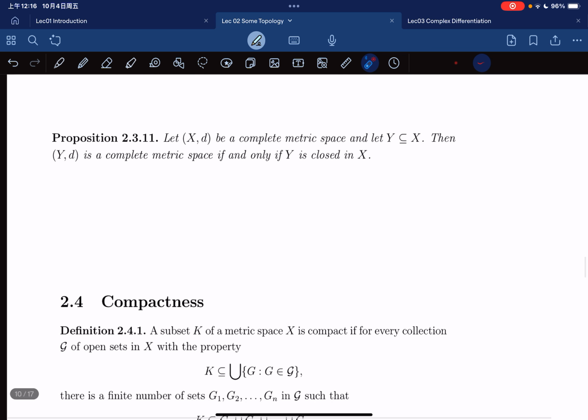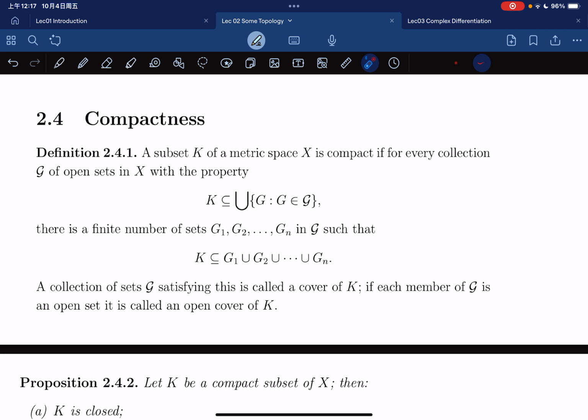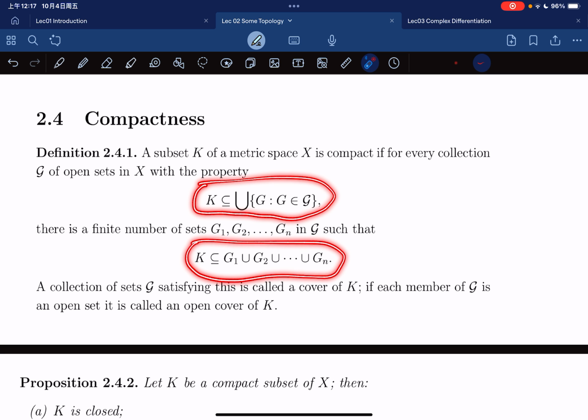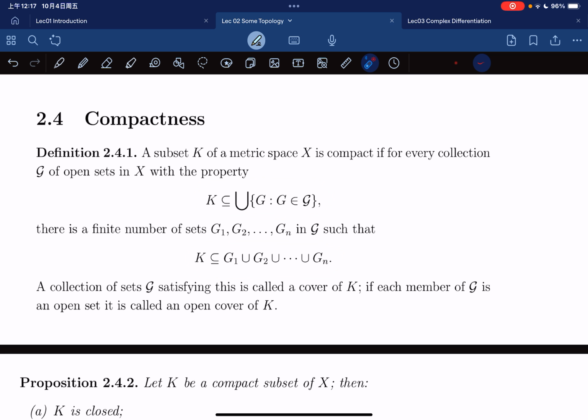Compactness. So the definition of a compact space: for any open cover of K, there's a finite collection that still covers K. So we can change the problem of infinity to the problem of finite. So this is a very important property, an important definition in mathematics, compactness.